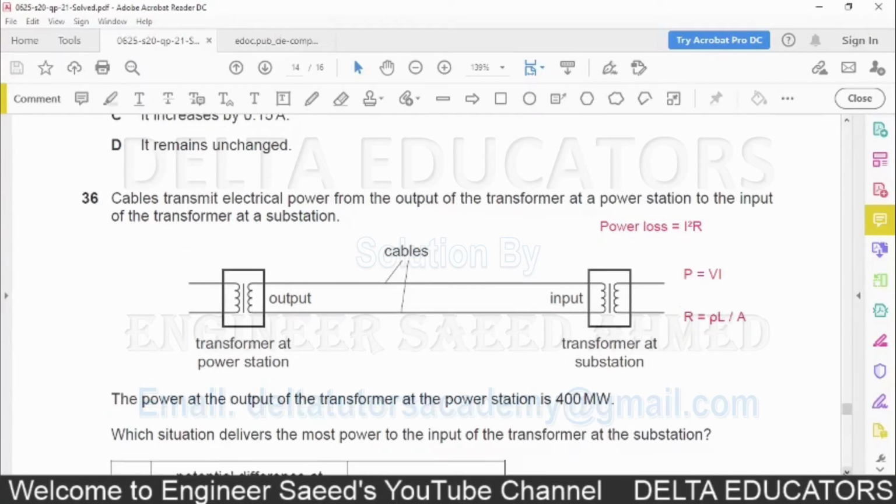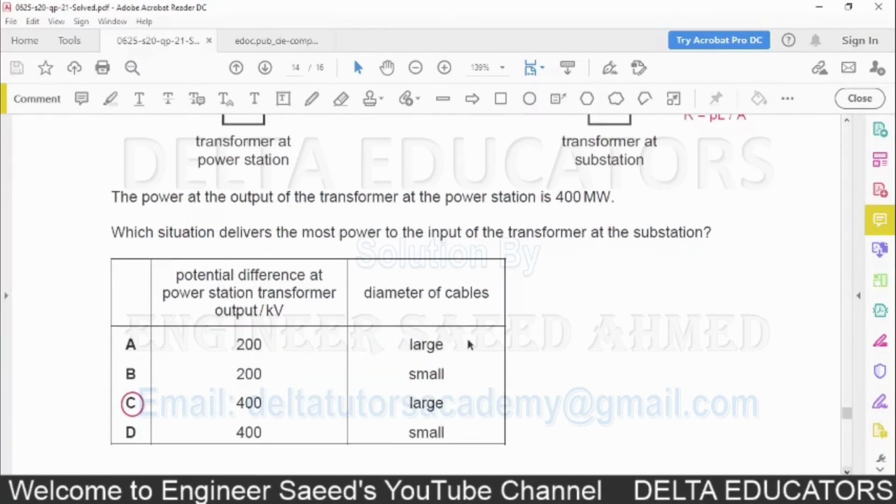Now we check the options. For the potential difference, in options A and B it is given as 200 kilovolt. In C and D, it is given as 400 kilovolt. Since in C and D the voltage is more, and we require high voltage to transmit the power to reduce the power losses, our possible options are C and D.